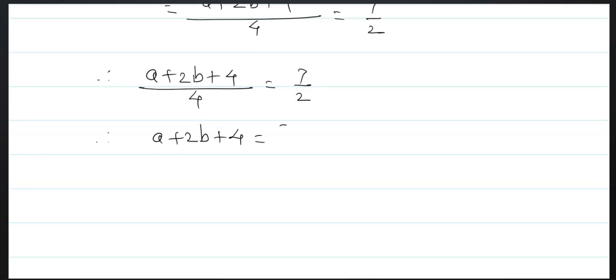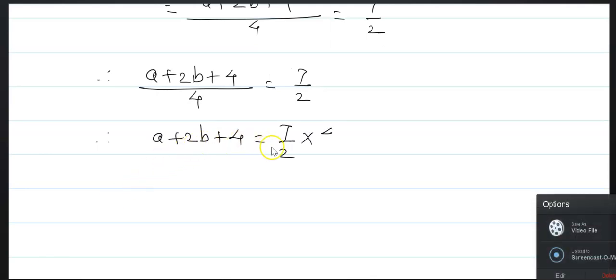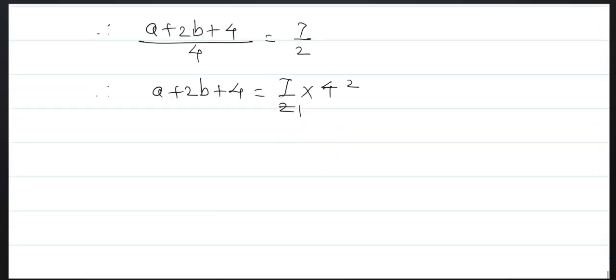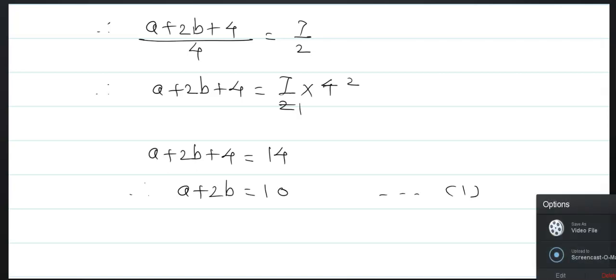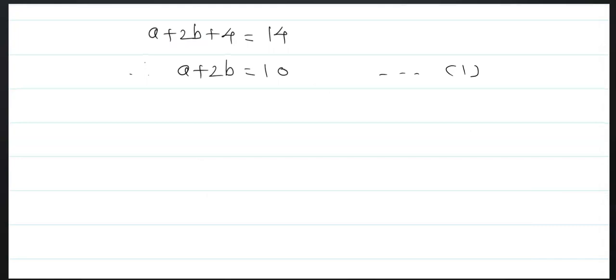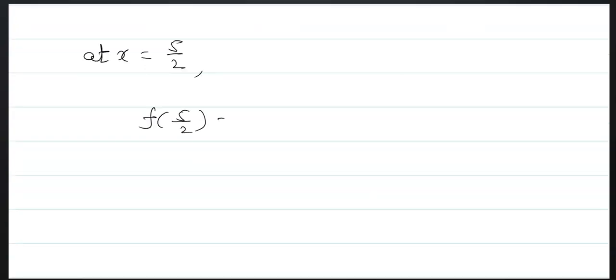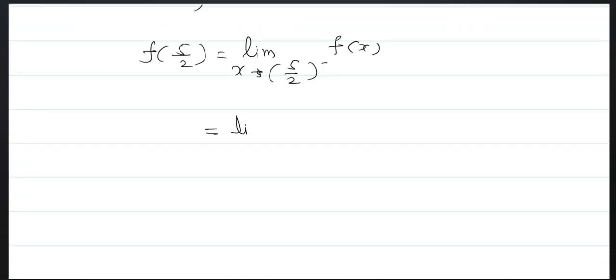If we simplify, then you will get a plus 2b plus 4 equals 7 by 2 into 4, that is a plus 2b plus 4 equals 14. So a plus 2b equals 10. At x equals 5 by 2, f of 5 by 2 is equal to the limit as x tends to 5 by 2, which is the left hand side limit.